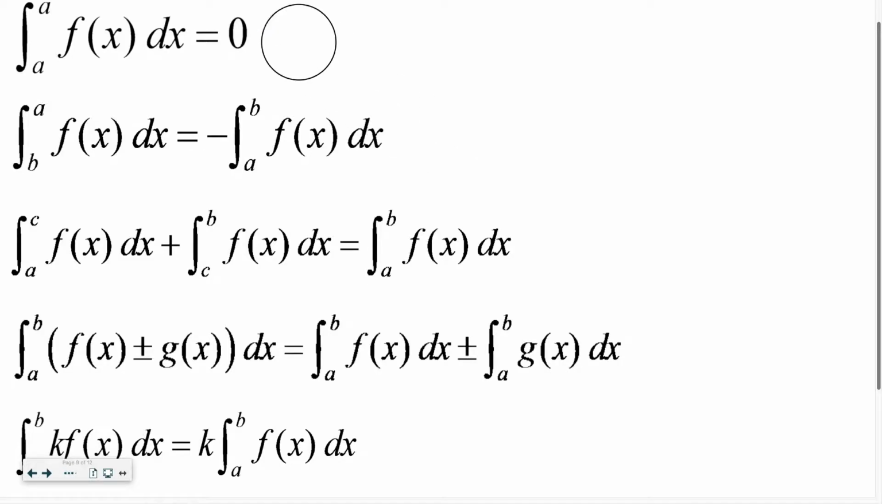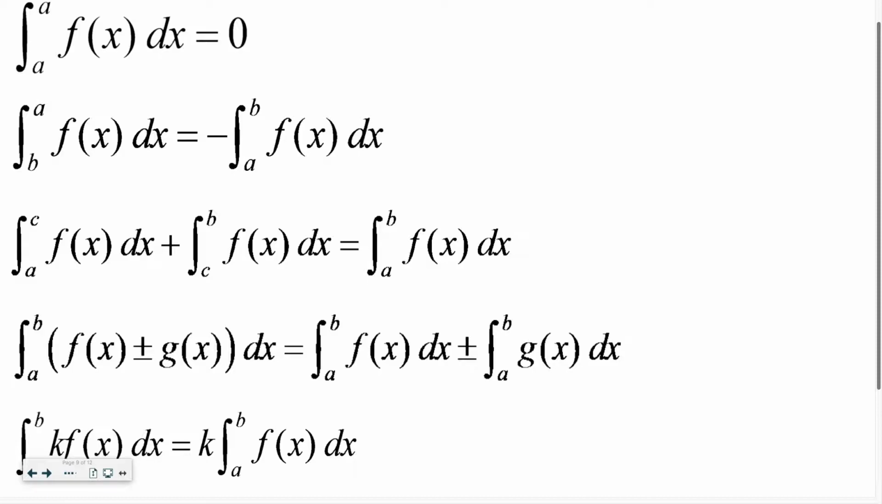So let's just talk about these. Some of them are kind of common sense. So that first one, the integral from A to A, the area under the curve from A to A, is 0. Well, it's nothing. You don't go anywhere, right? The integral from B to A equals the negative integral from A to B. So if you go backwards, we're talking about negative area of the original. B to A would be backwards, so it's negative the integral from A to B. Okay?